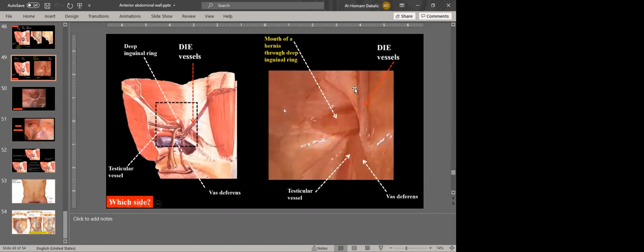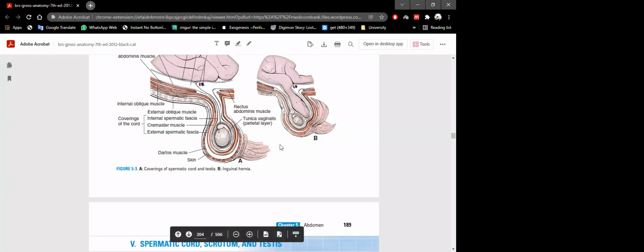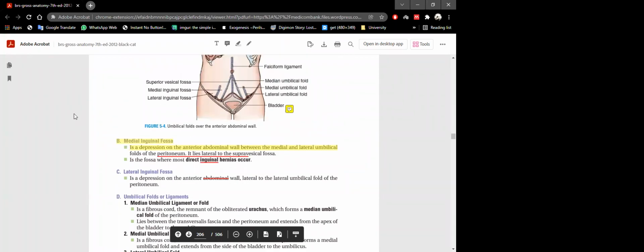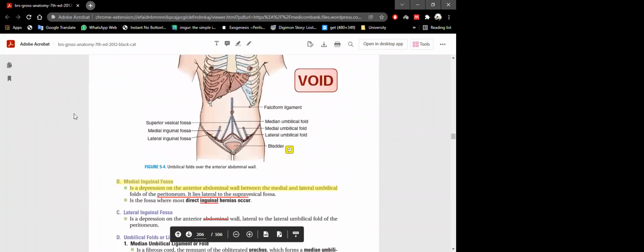So that's the whole part about the hernia, our indirect and direct hernias. Are they clear enough to everyone, inshallah? Yes. Can you repeat again?